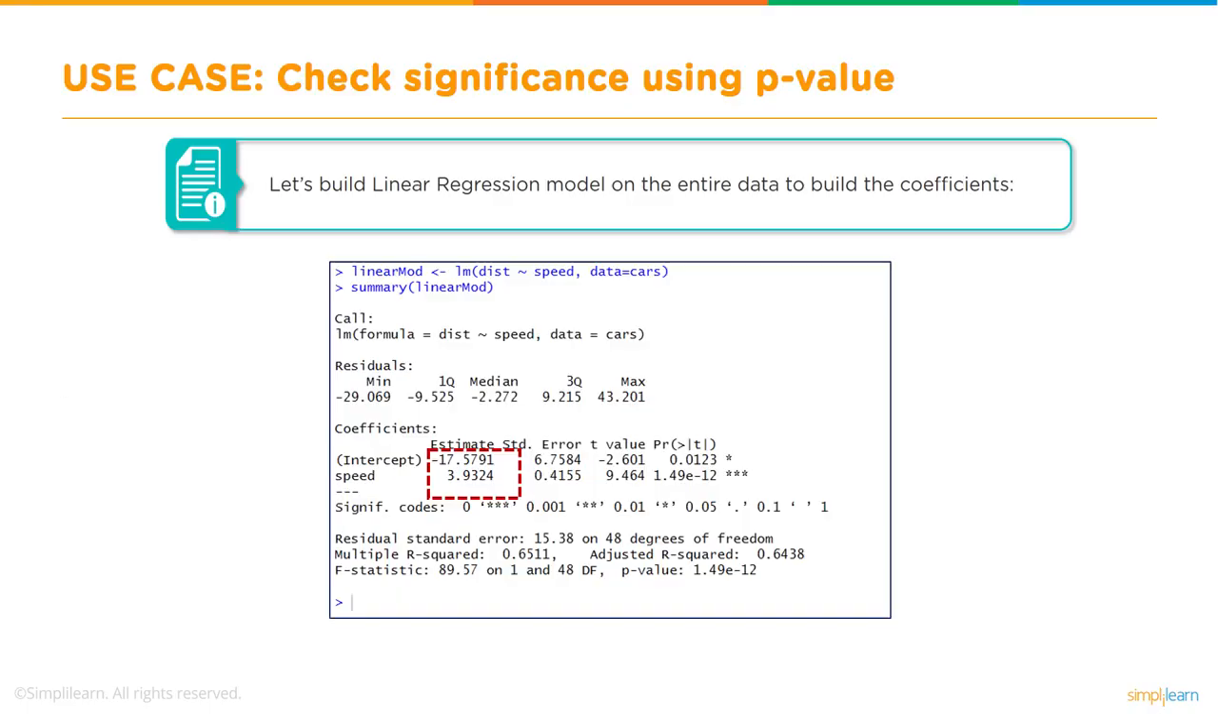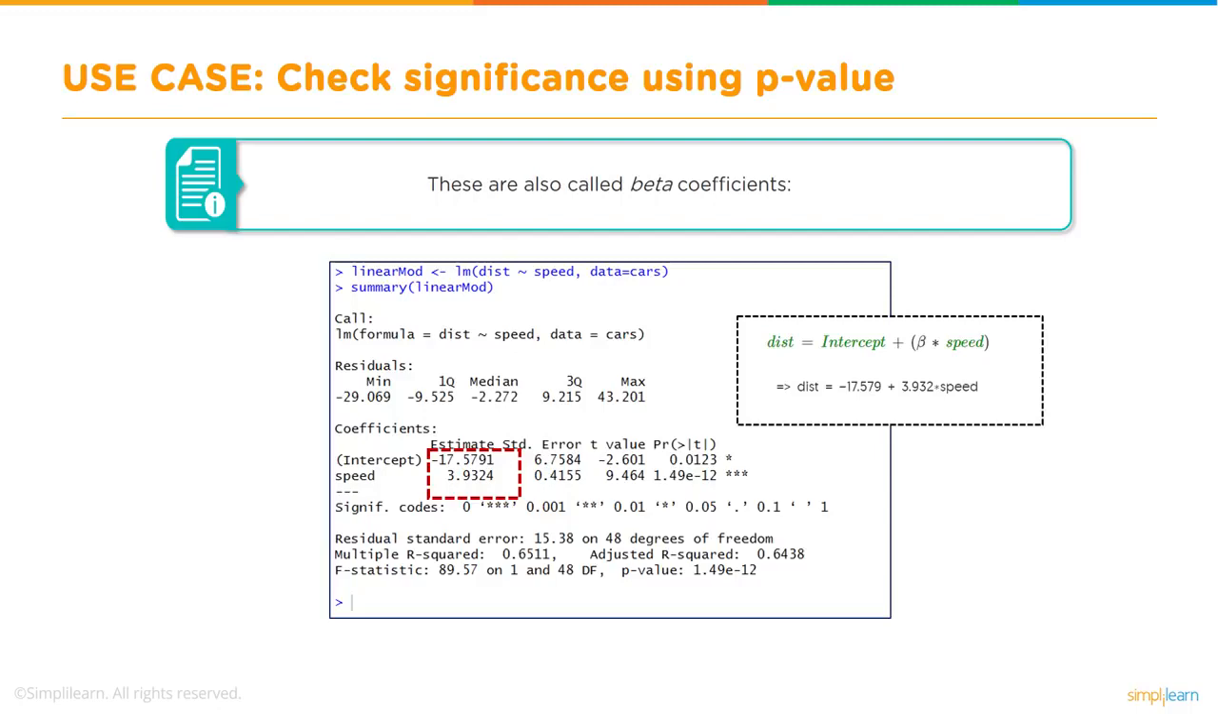And we'll see here where it says the residuals, the first 1Q stands for first quartile, median, third quartile, max, coefficients. And what we first want to do is look at the estimate and standard deviation on here. And you'll see the intercept is at minus 17.5791 and speed 3.9324. So we can compute the distance equals the intercept plus the beta times the speed, which just means that we can assign a distance equal to minus 17.579 plus the 3.932 times the speed.